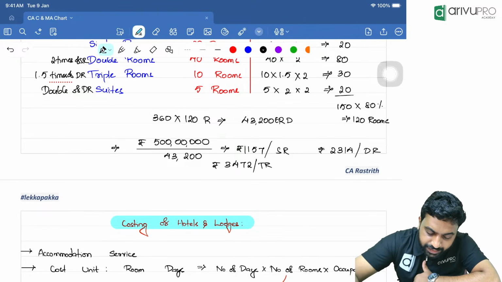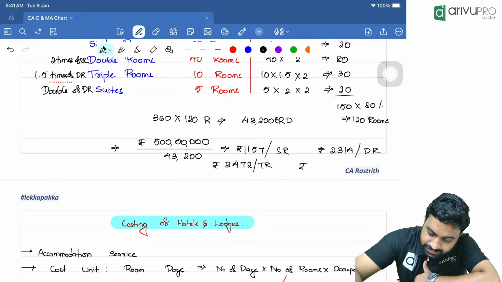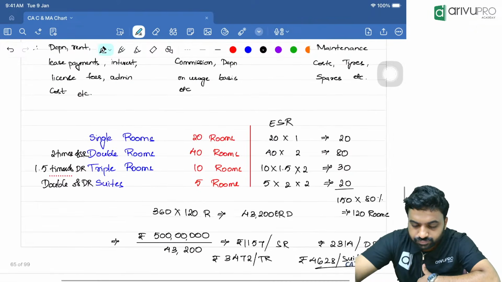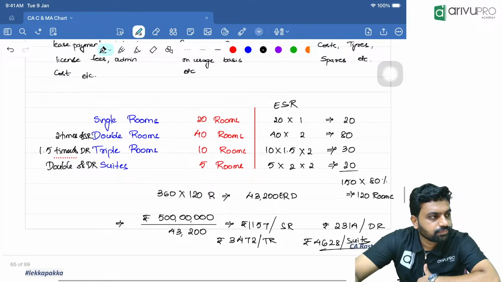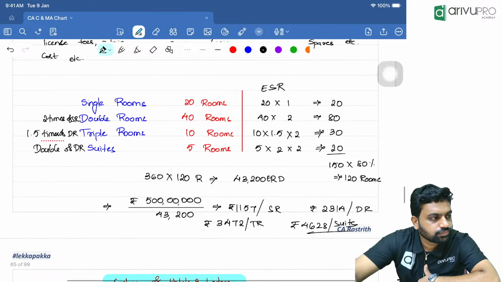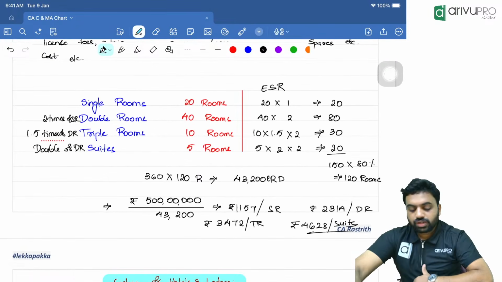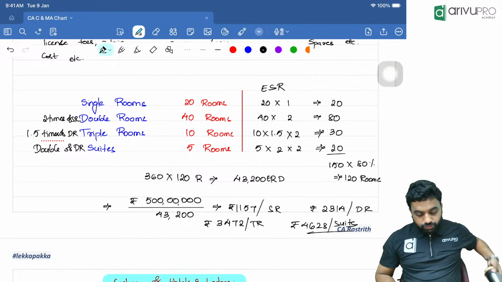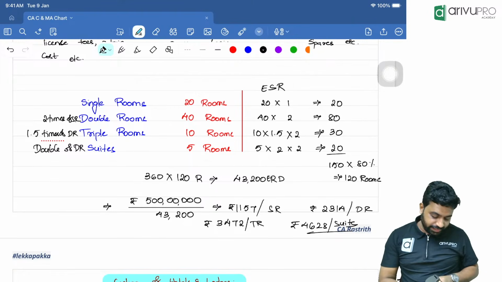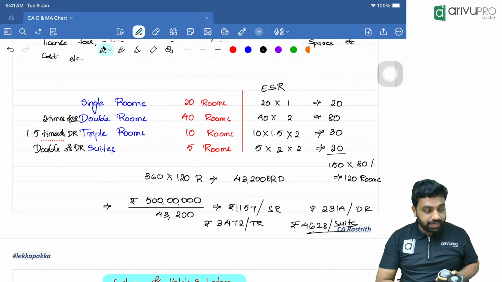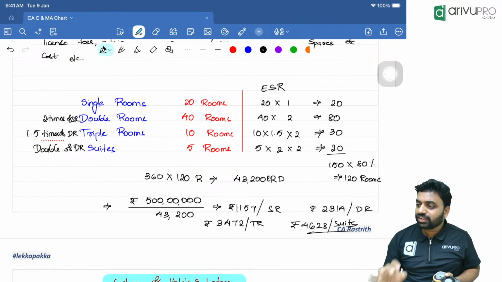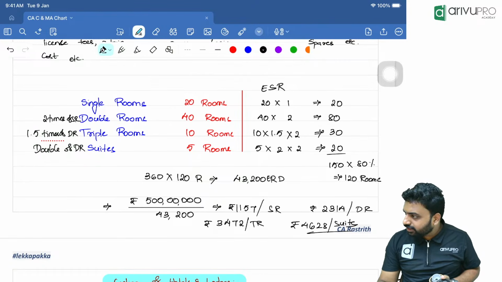Okay. And for suites it is... Is that clear? Yes. This is how you compute room days, equivalent room days, and hotel fare, or in fact hotel, whatever they charge, we call it as rent, room rent, we also call it as tariff. Okay.